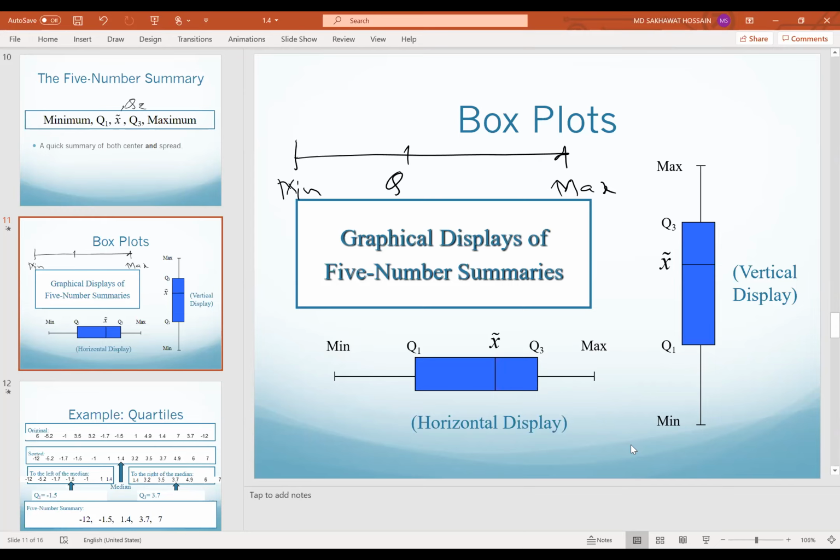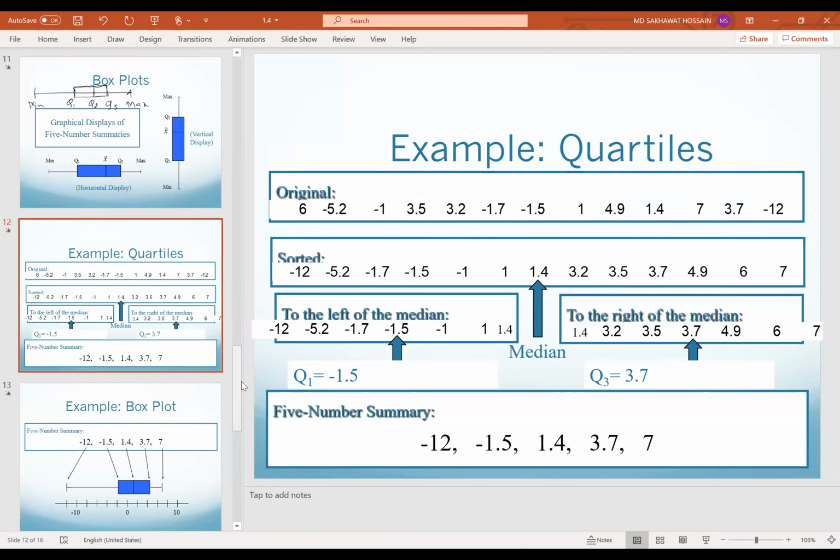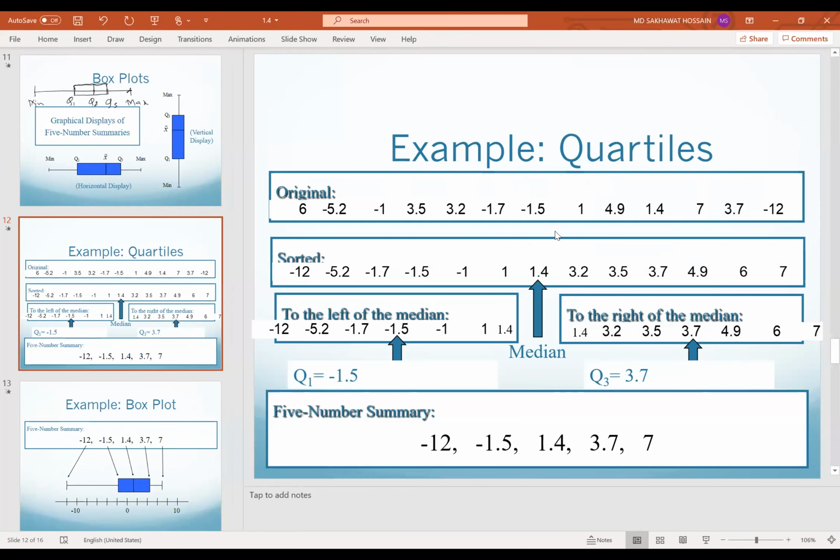For example, if Q1 is here, then Q2, which is the median, and this is Q3. You have to locate Q1, Q2, Q3. Then you will draw a vertical line here, and a vertical line here, and a vertical line here. Then you will add this line together. So that will be the box plot. So this is called a graphical representation of the data set. So we'll construct a box plot for our example.